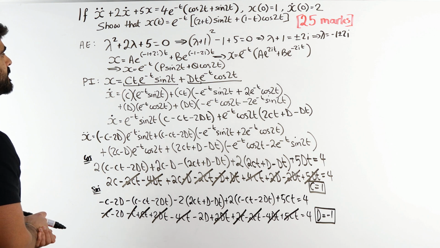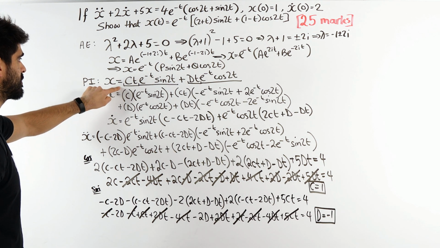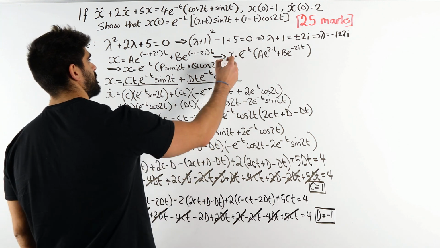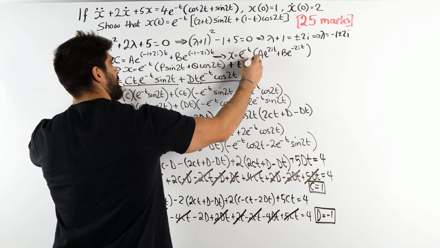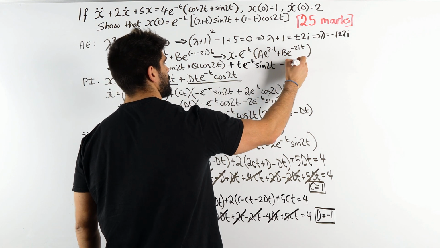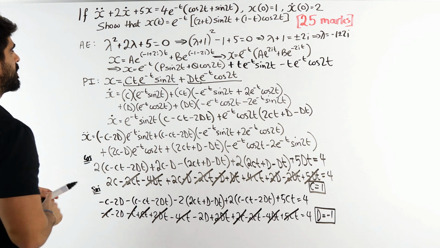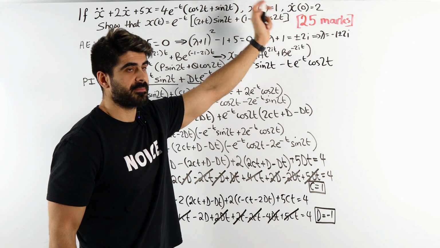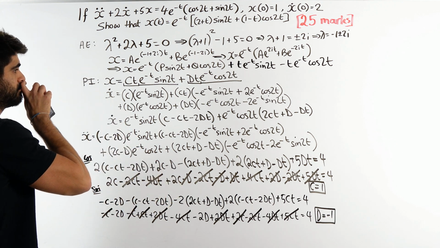So my solution is this plus this with my d's and c's subbed in, which is, c is 1, so plus 1 lots of t e to the minus t sine 2t, and d is minus 1, so minus t e to the minus t cos 2t. Now, what we're going to have to do with this solution is sub in t is 0 and 1, differentiate it, sub in t is 0 and 2, and that's then going to let us work out what p and q are.